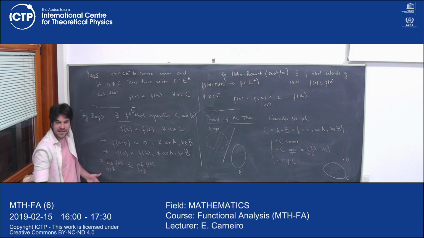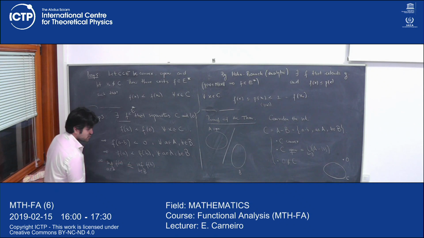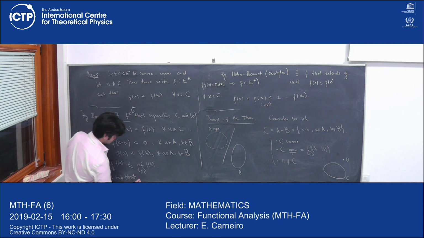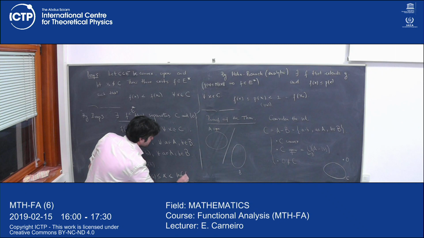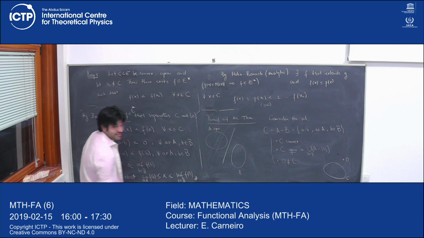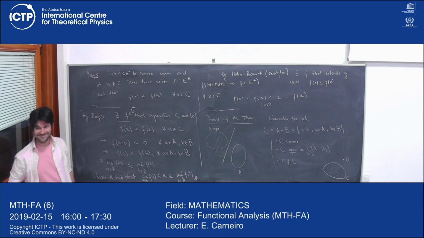Okay? Finally, you choose alpha somewhere in between. So you squeeze your alpha. So finally, you just choose alpha such that the sup of f(a) for a in A is less than or equal to alpha, less than or equal to the inf of f(b) for b in B. And that's your alpha. That's a wonderful proof. Wonderful proof, right?